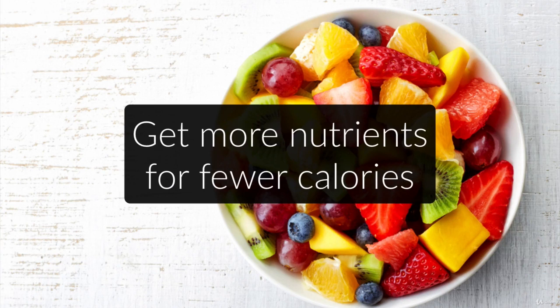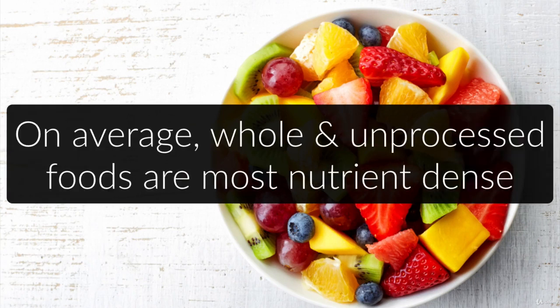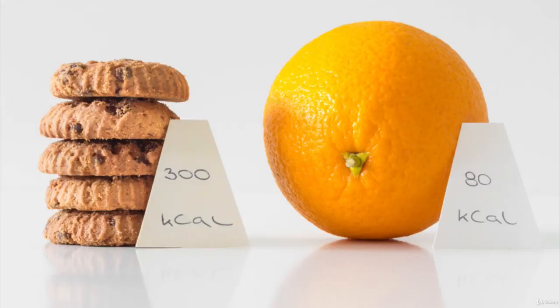You can look at it this way. By consuming mostly nutrient-dense foods, you get lots of nutrients while spending less in terms of calories. On average, whole unprocessed foods tend to be most nutrient-dense, while highly processed foods loaded with sugar tend to be least nutrient-dense. That's because most food processing strips away fiber while adding sugar and unhealthy fats, which reduce the volume of the food but increase calories while adding little to no nutrients.